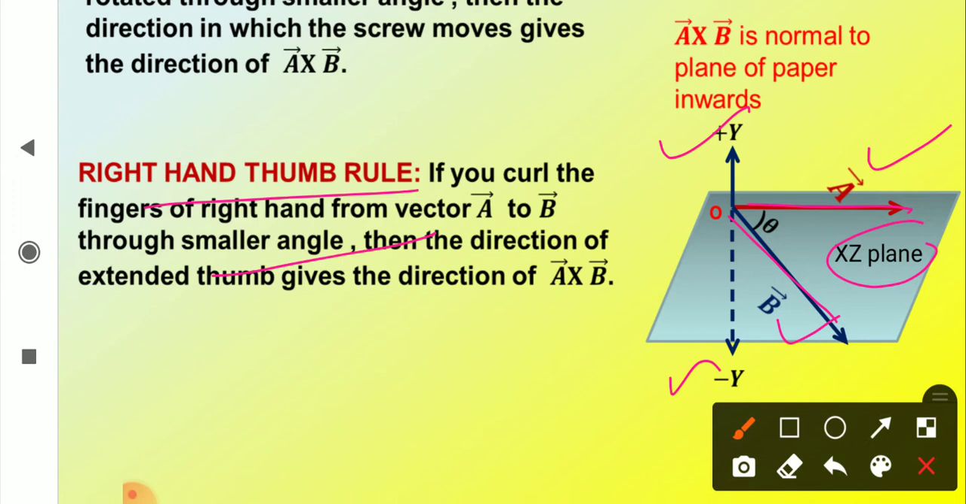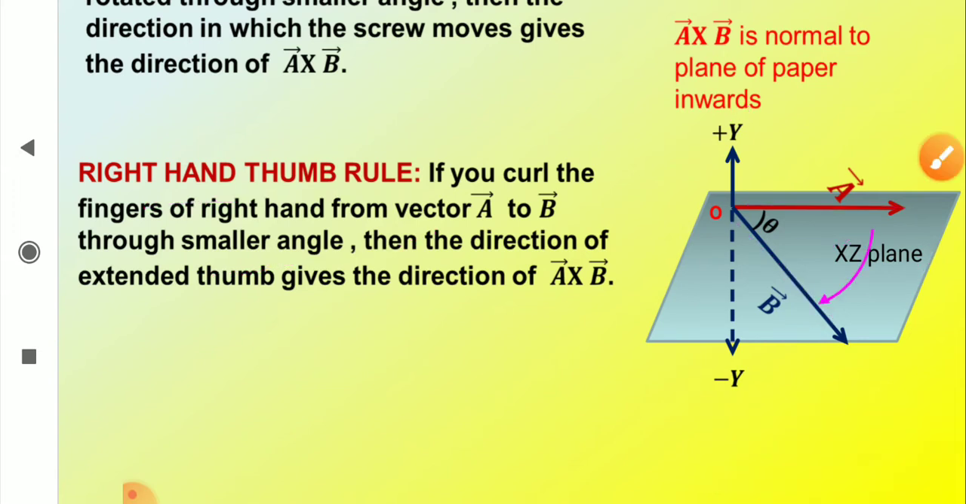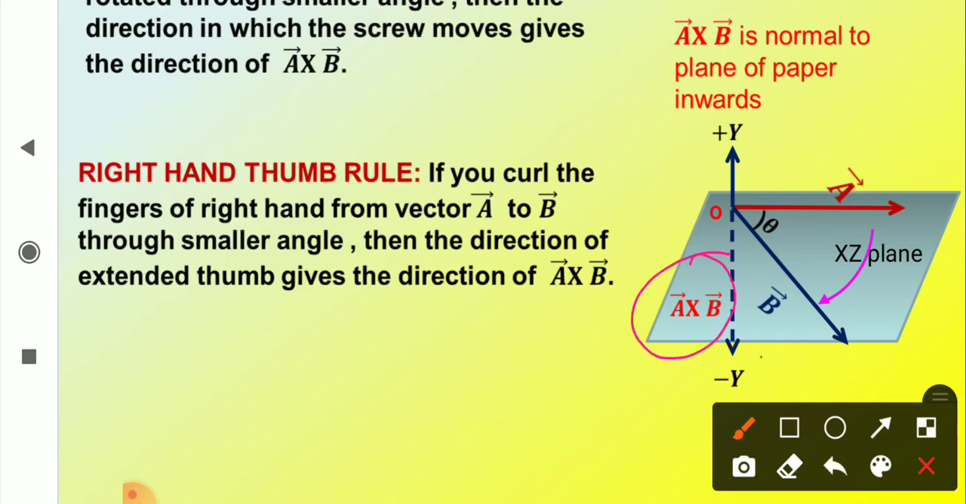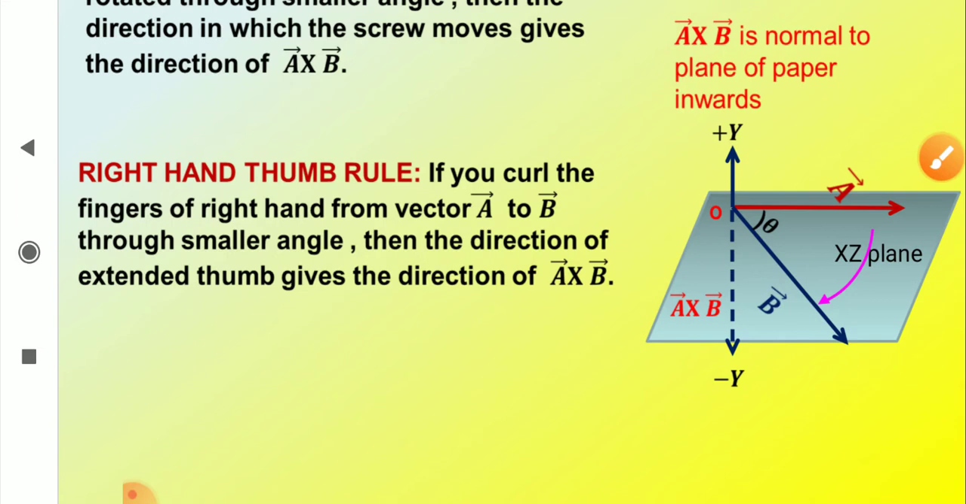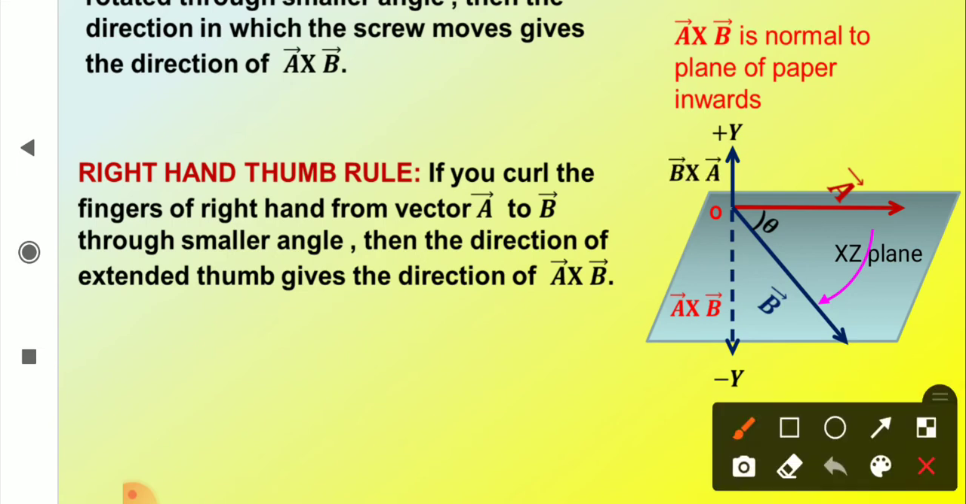remember that you have to do this in the XZ plane, in the horizontal plane. So your thumb will be directing downwards. See, A to B, your thumb will be directing downwards. So the direction of A cross B is along minus y-axis, and the direction of B cross A will be along plus y axis.